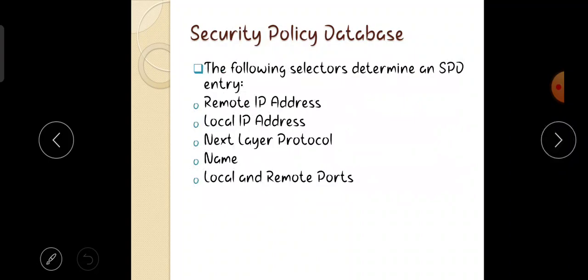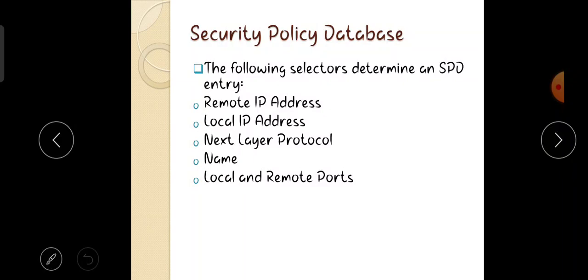The following selectors determine an SPD entry. The first one is the remote IP address. This may be a single IP address, an enumerated list or range of addresses, or a wildcard address. The second one is the local IP address. It can also be a single IP address, an enumerated list or range of addresses, or a wildcard address.